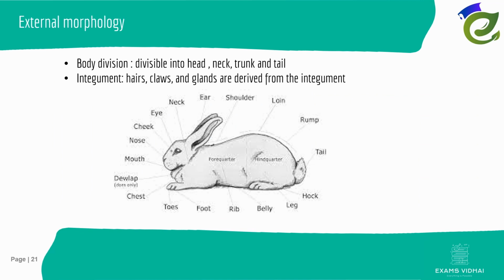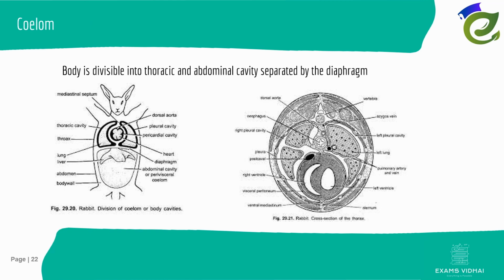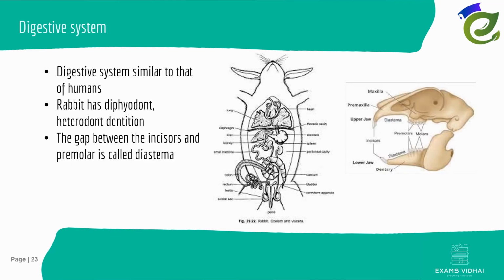Then we have the external morphology. The body of the rabbit is divisible into head, neck, trunk, and tail. Hairs, claws, and glands are derived from the integument. Integument is nothing but the skin which covers the body of the rabbit. Rabbits are basically coelomate animals. Coelom is nothing but body cavity. The body of a rabbit is divided into two cavities. We have the upper thoracic cavity.